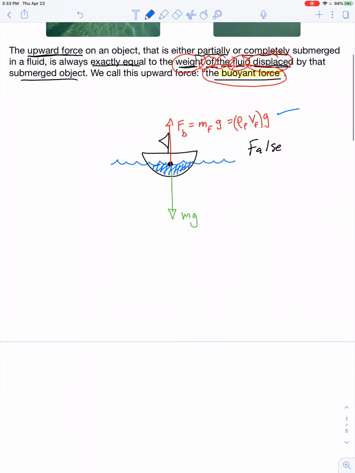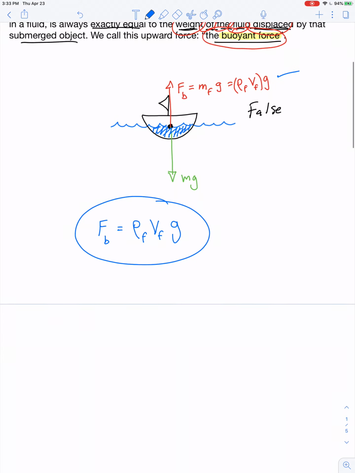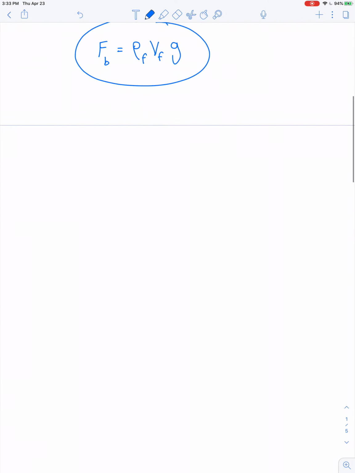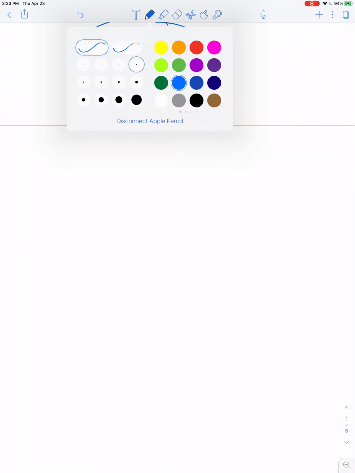So let's say that just one more time. Archimedes' principle can be stated mathematically as an equation. The buoyant force on an object is equal to the density of the fluid that it's submerged in times the volume of the fluid displaced by the object times gravitational field strength. Maybe we should get into a description of exactly where that equation comes from.